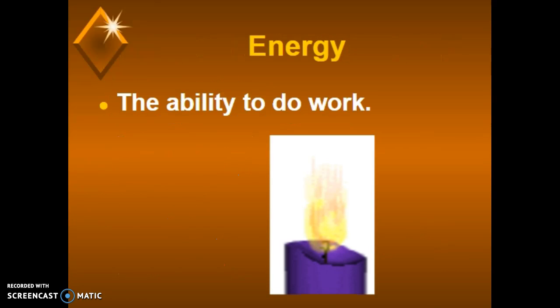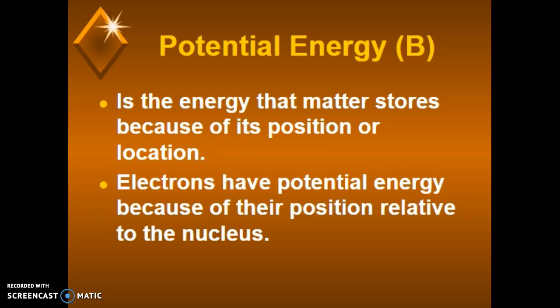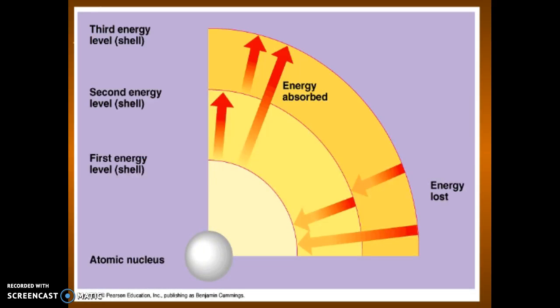Another definition is energy. That's the ability to do work. Again, that's really a review. Potential energy is going to be the energy that matter stores because of its location or its position. And the reason that we're talking through this might seem sort of artificial, but what we're getting towards is the energy stored in our atoms. So we're talking about the potential energy of electrons. Let's take a look at a picture.